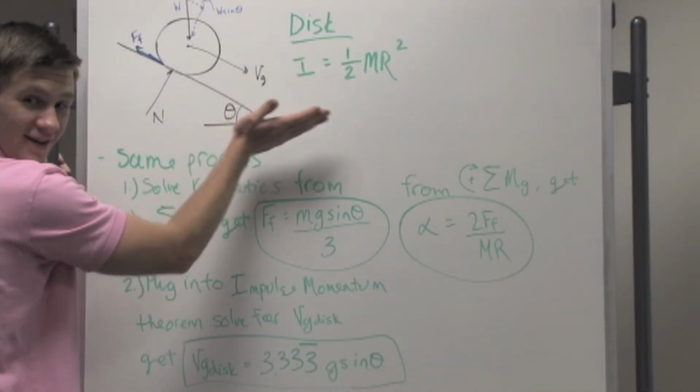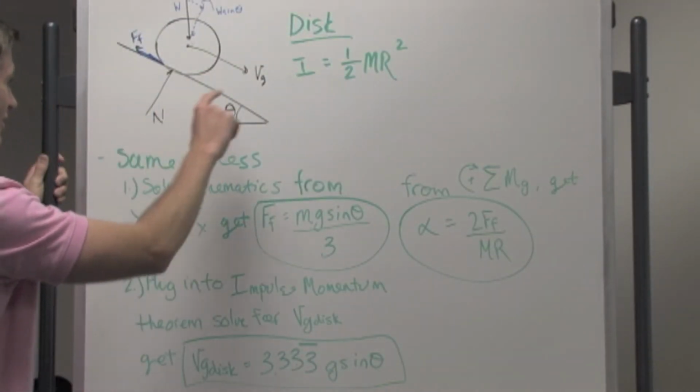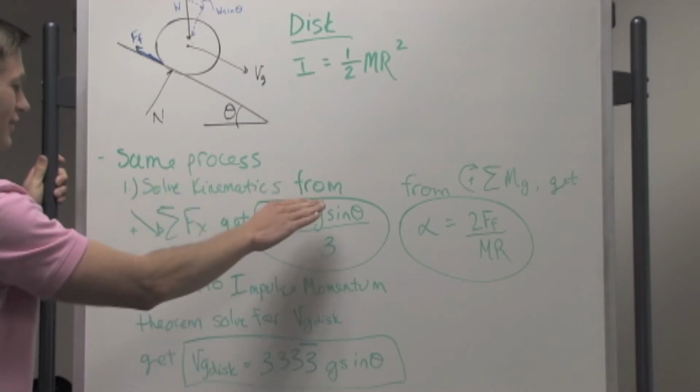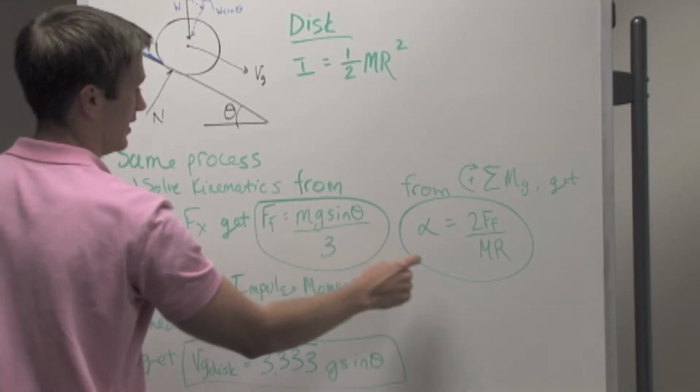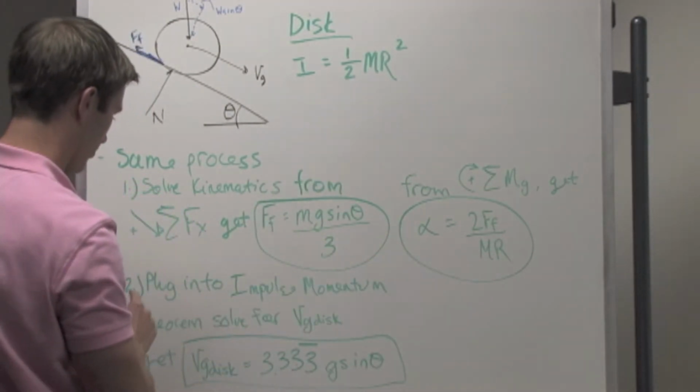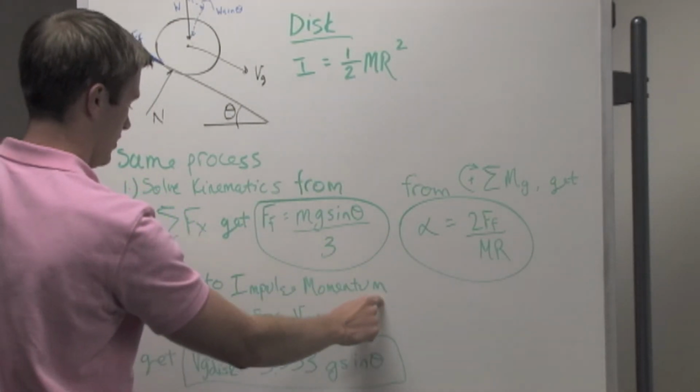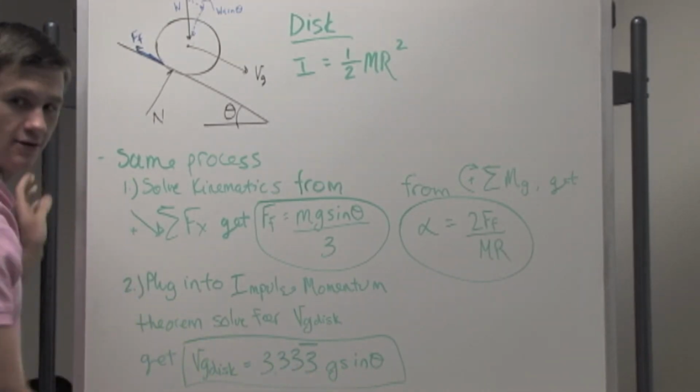Now for the disk, we use I equals 1/2 mr squared and then solve the kinematics with the same method as we did for the ring. From the force equation, we find the force of friction to be mg sine theta over 3. After plugging that back into the impulse momentum equation, we find the velocity of the disk to be 3.33 g sine theta.